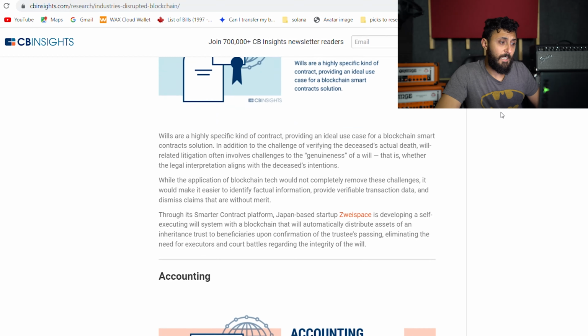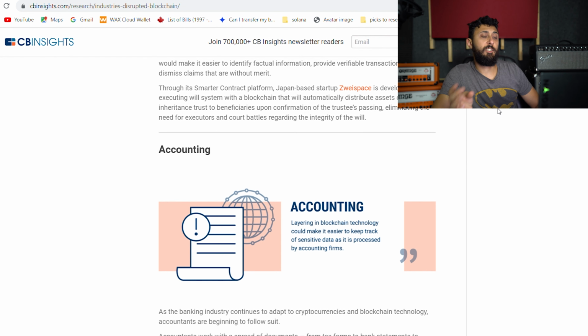So a smart contract will mitigate that, because the person will make a will as a smart contract, and when they die, bang, it's gone. It's done. The inheritance transfers over via an NFT, probably. And that's another thing too, the fact that NFTs and smart contracts are going to go together, and that's going to basically change how a lot of things function.